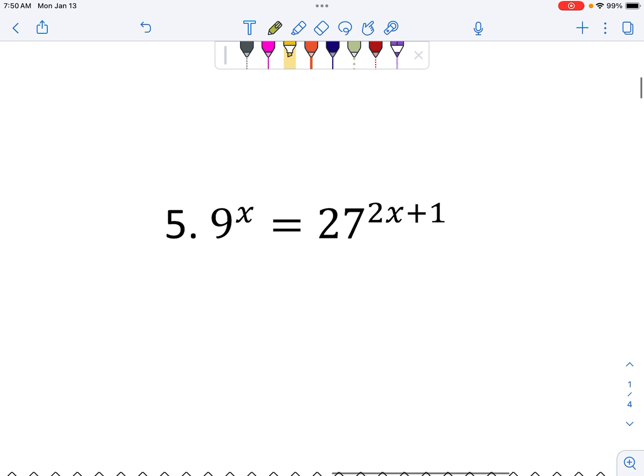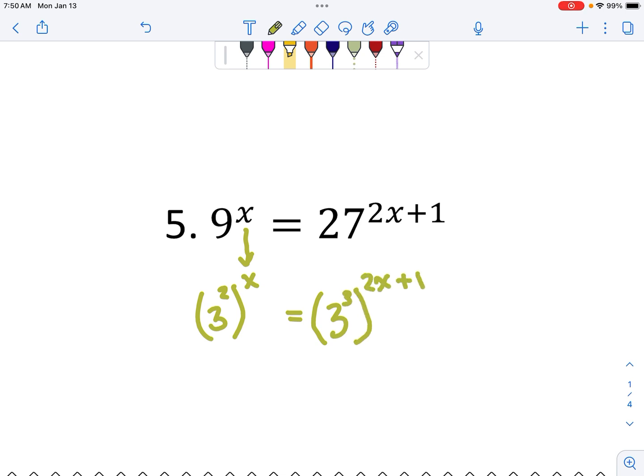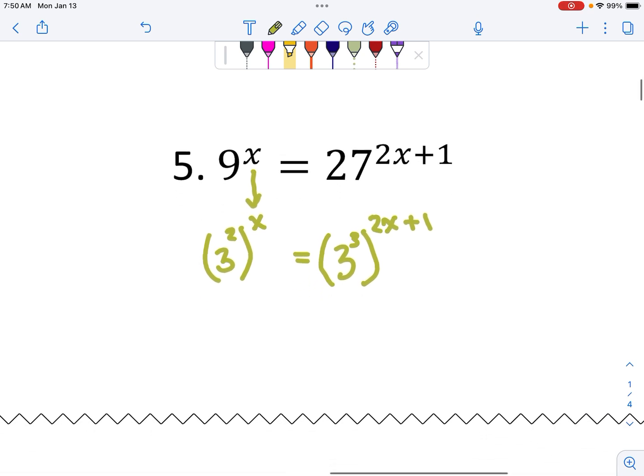What happens if you have the variable in the exponent, but you don't have the same base? So we have 9 and we have 27. Well, we can rewrite 9 as 3 squared to the x power. So I'm just going to bring that exponent down. And 27 is 3 to the 3rd. And if you remember your properties of exponents, when you have a power to a power, we multiply. So I'm going to distribute the 3 to both of these terms here.